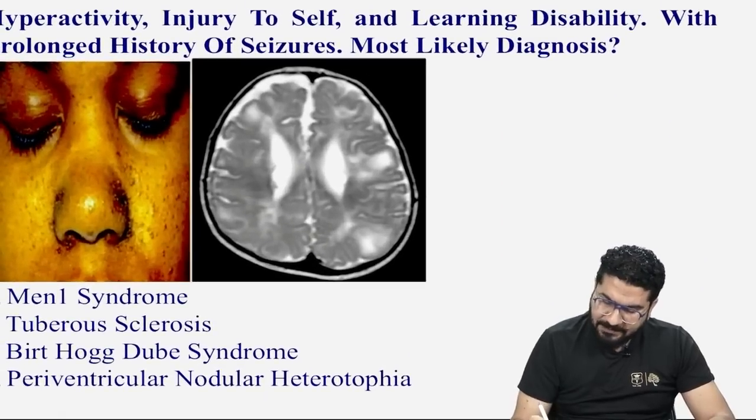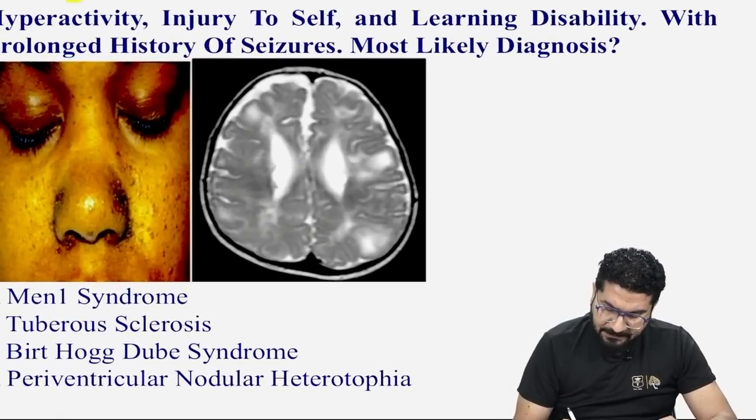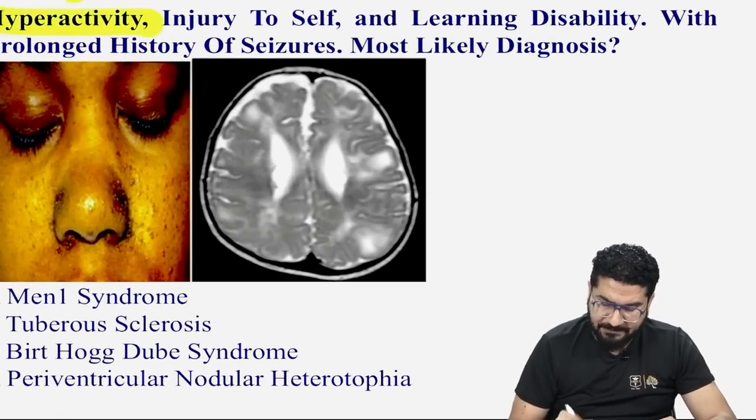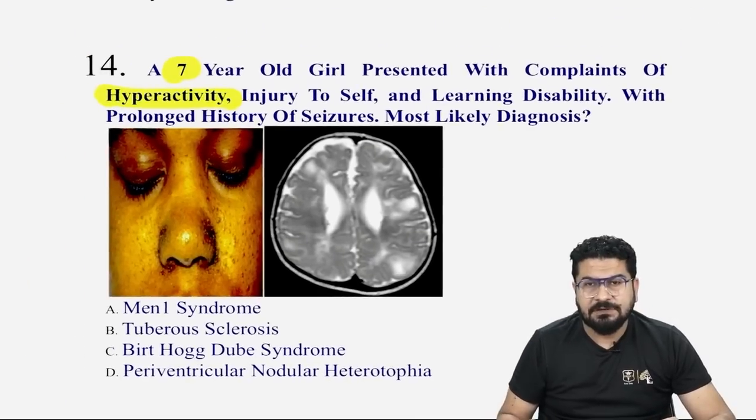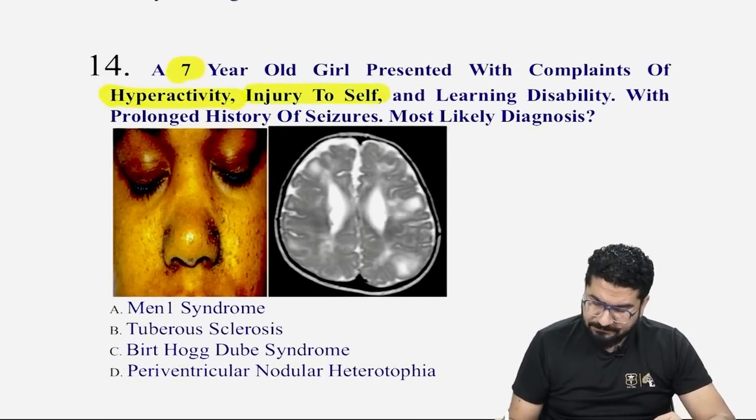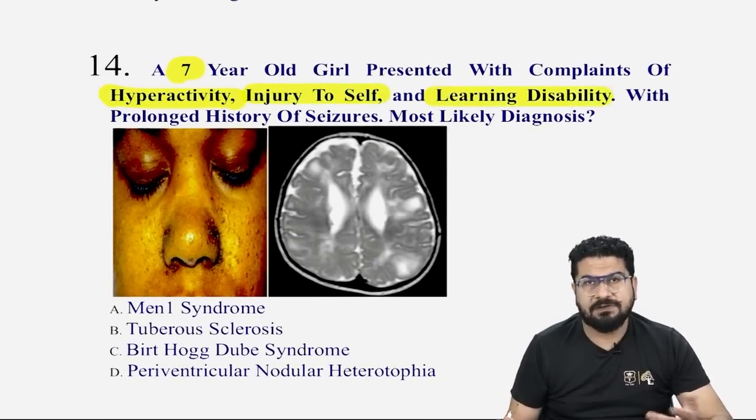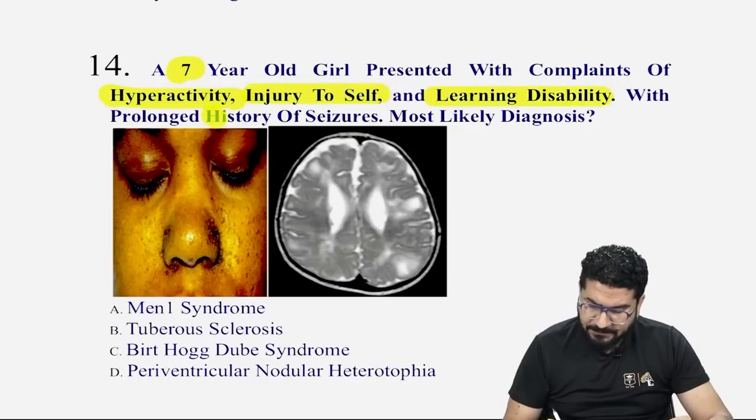Okay, now see the 7-year-old girl. Let us see the hint first. 7-year-old girl. Complaint of hyperactivity. The girl is very active. Injury to self means self-mutilation. Learning disability means mental retardation, with a prolonged history of seizures.